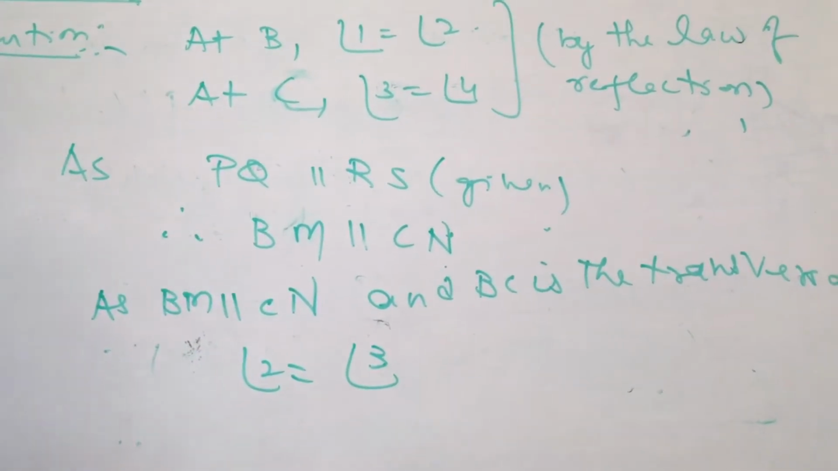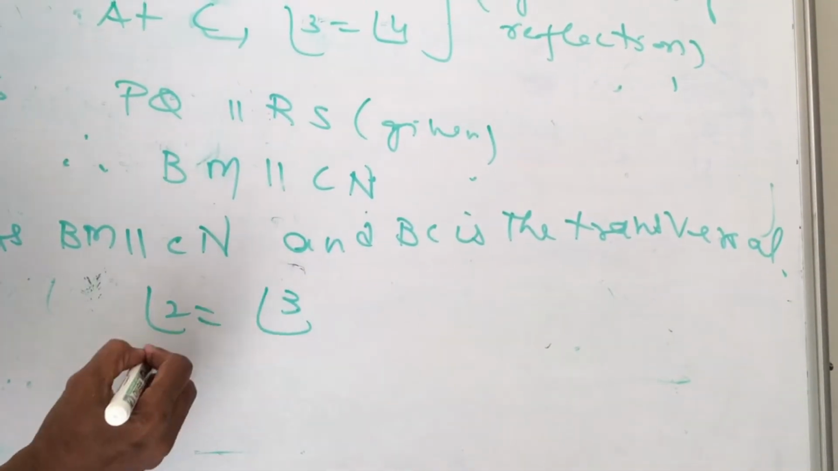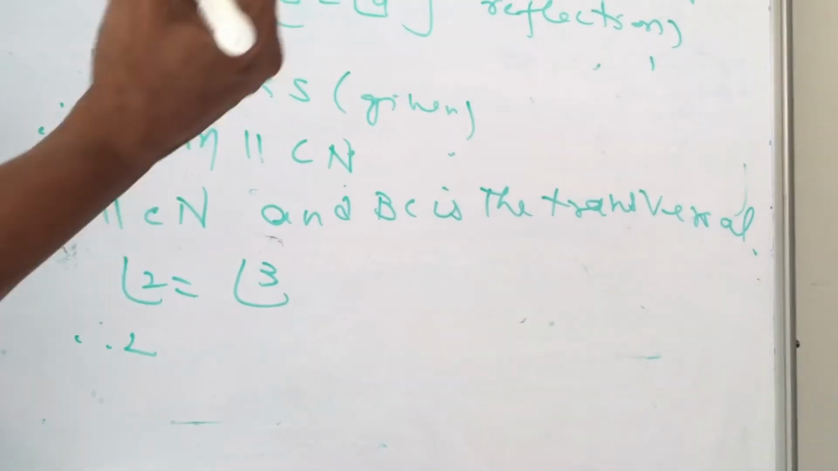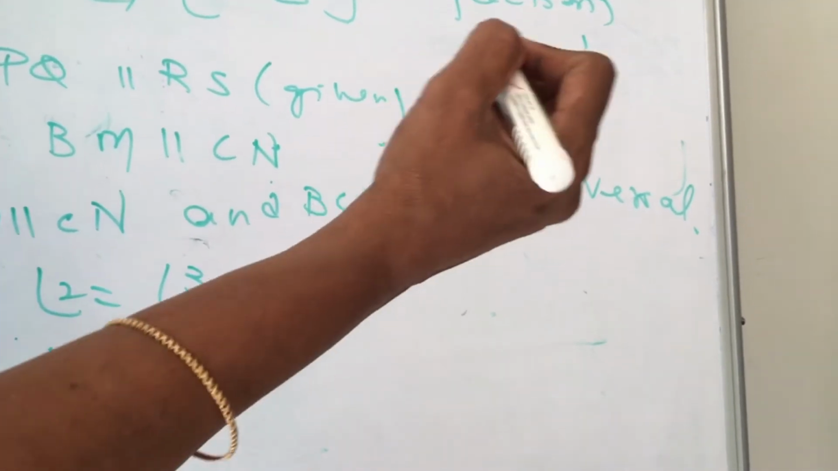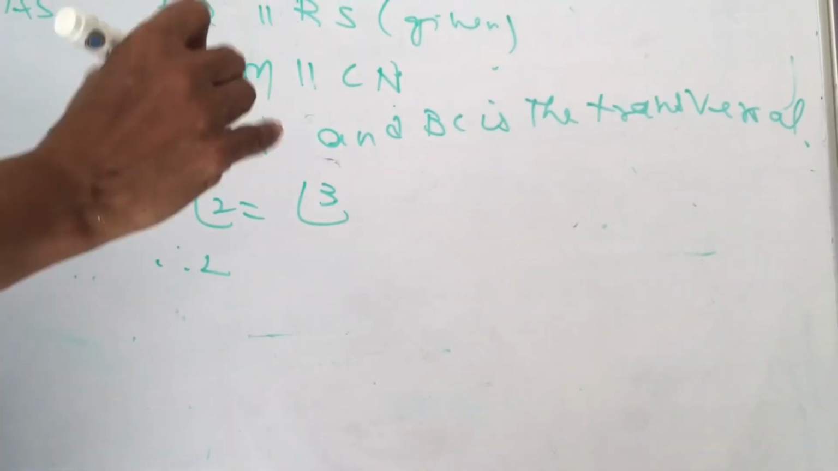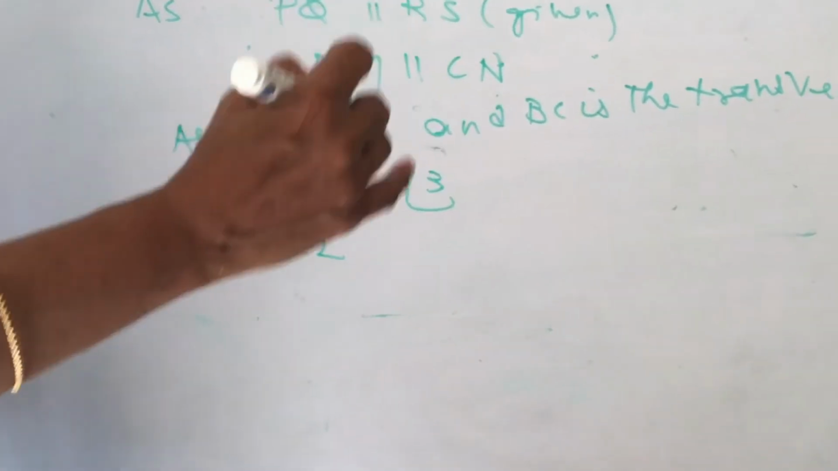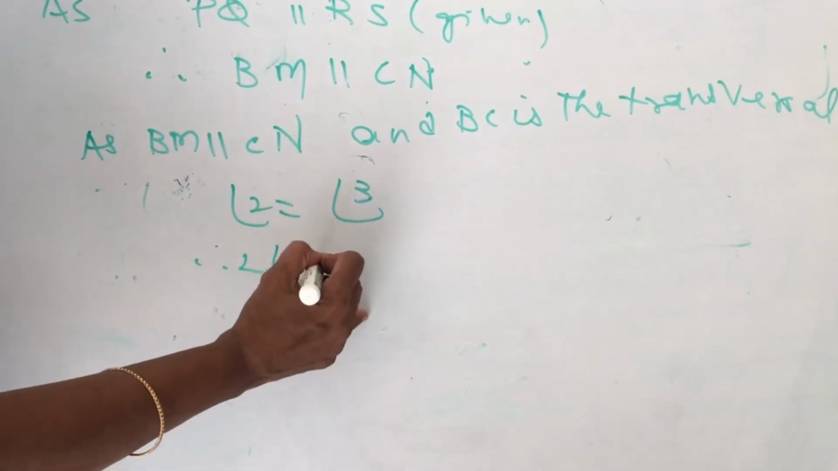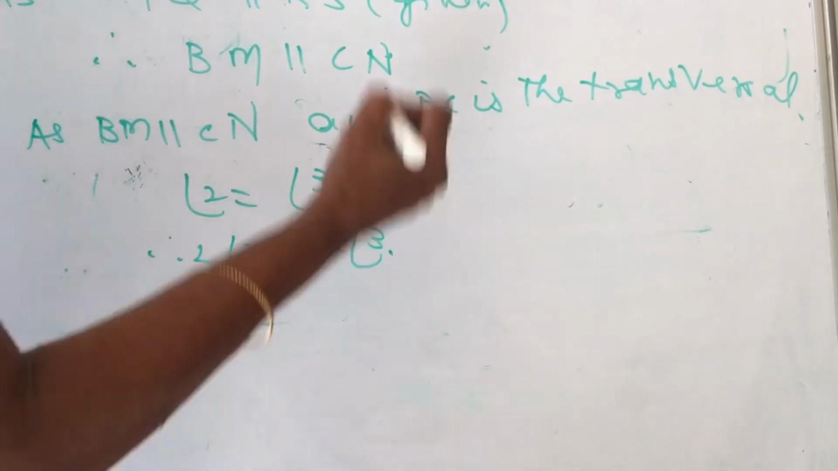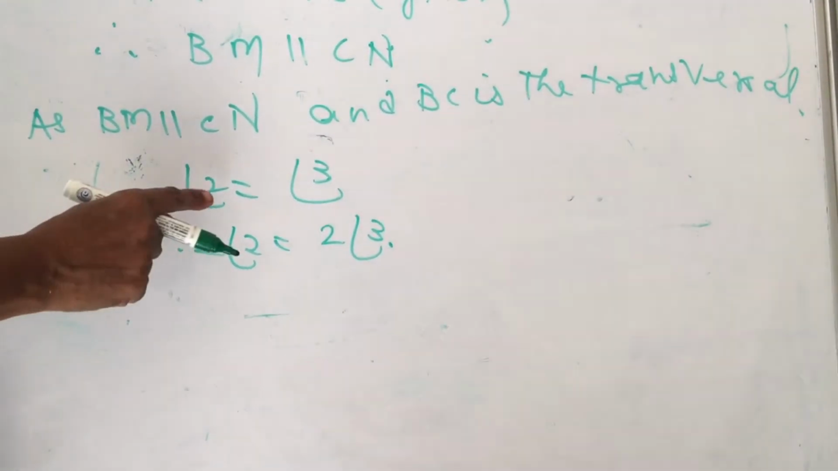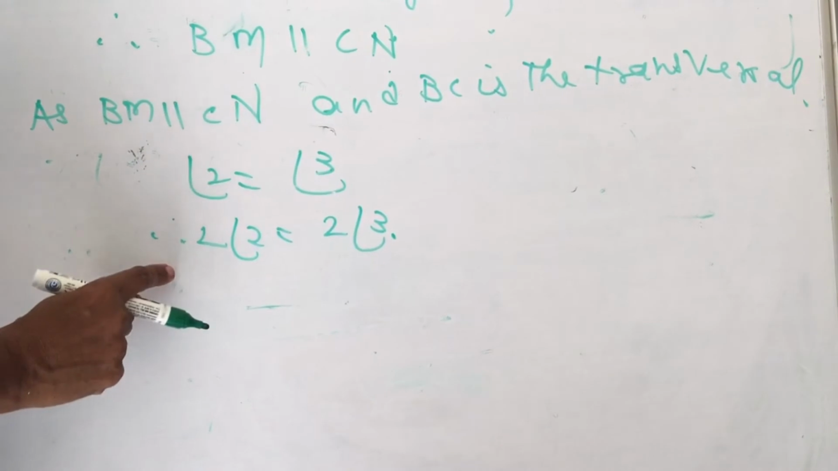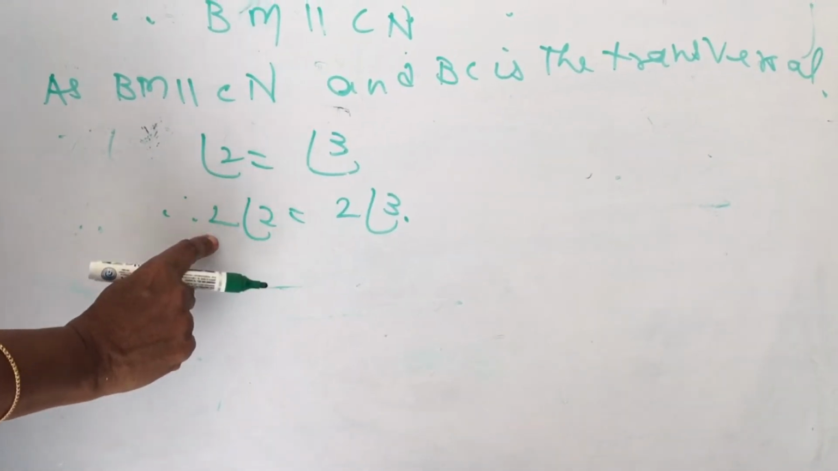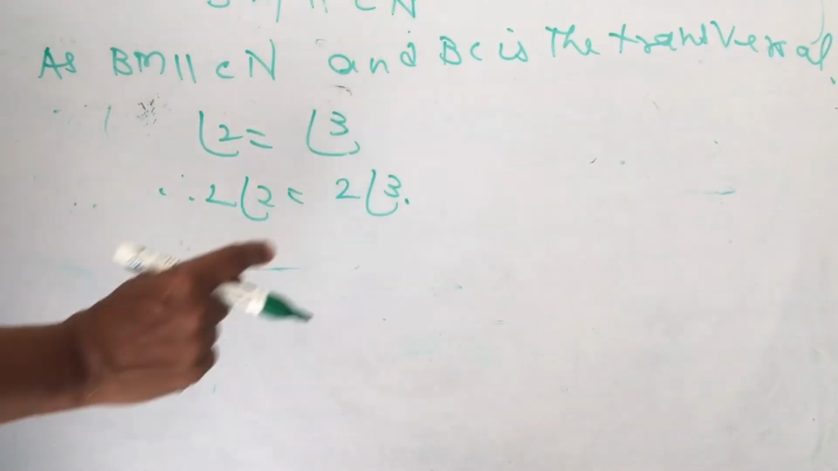When things are equal, their doubles are also equal. If x is equal to y, children, 2x is equal to 2y, 3x is equal to 3y. Twice angle 2 is equal to twice angle 3. Angle 2 is equal to angle 3 means we are multiplying by the same number on both sides.